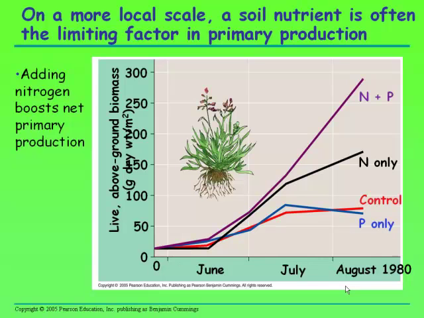On a more local scale, a soil nutrient is often the limiting factor in primary production. So adding nitrogen boosts primary production, net primary production. And that can be seen here with phosphorus only, control, nitrogen only, nitrogen plus phosphorus: growth took off, increased biomass. And these are the two primary components of fertilizer.